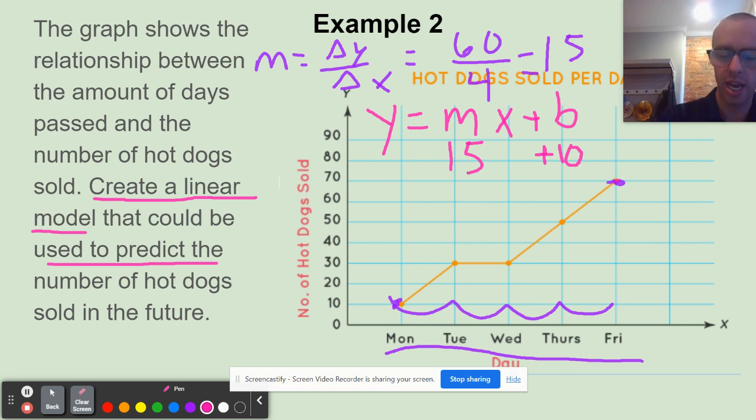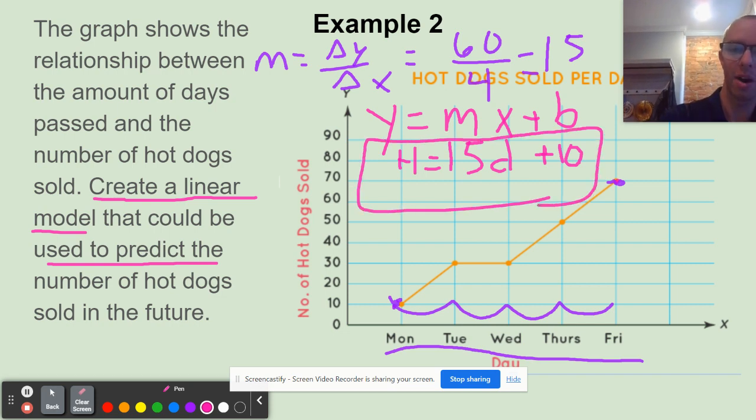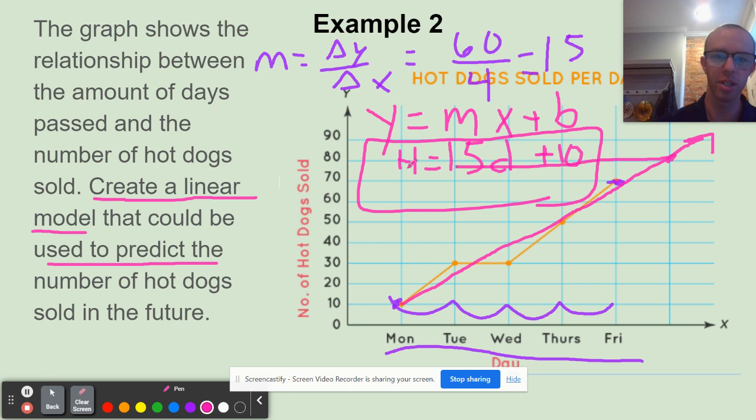On the x-axis, I have days. On the y-axis, I have hot dogs. And so the linear model, what equation did I just make? Something that looks like this, a straight line. I made this line to predict, what if I want to estimate how many hot dogs are going to have sold on Saturday? Well, now I can use this linear model to make that prediction.